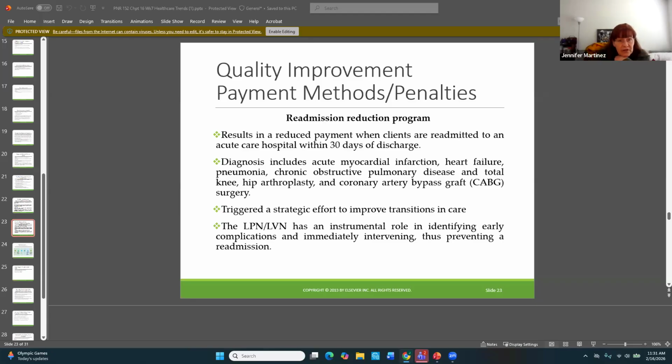Does it mean that we're never going to have readmissions? Probably not, right? Because we can't always control what happens once they leave the hospital. But we're making sure that we're giving them the necessary education as well as the knowledge in order to manage their disease processes once they leave the hospital.